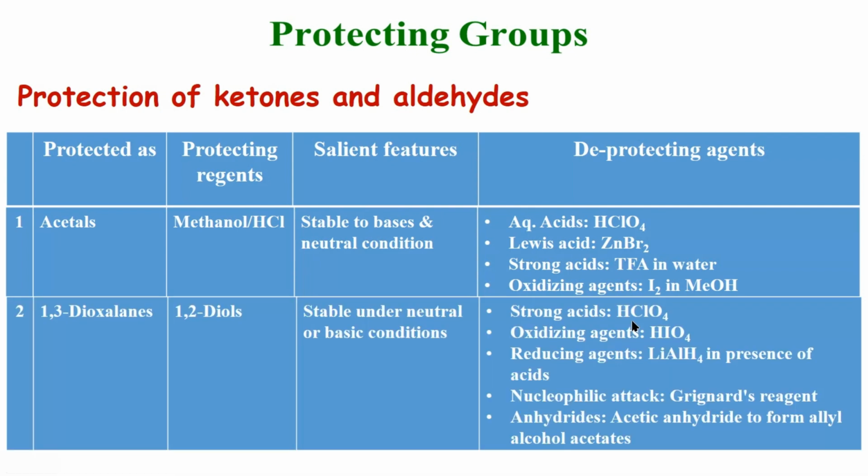1,3-Dioxolane protection is possible by using a protecting reagent like 1,2-diols. These are also stable to basic and neutral conditions, as with acetals. That's why they are cleaved by using a strong acid like perchloric acid, an oxidizing agent like periodic acid, a reducing agent like lithium aluminum hydride in the presence of acid, or by using Grignard reagent, or by using anhydrides.